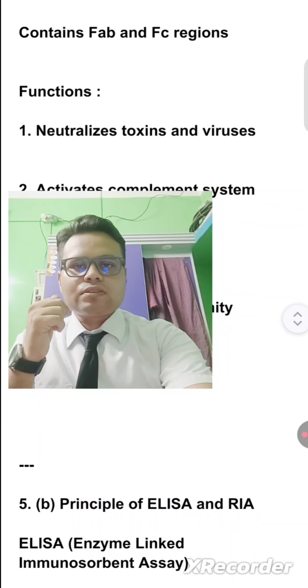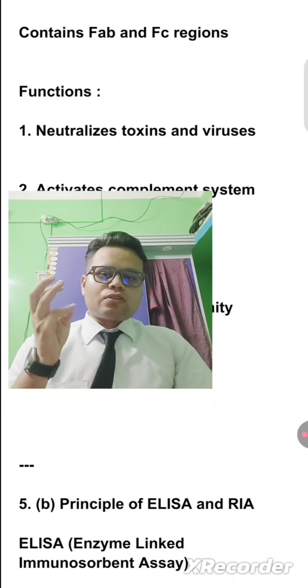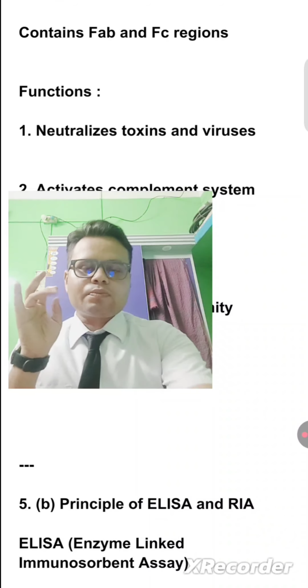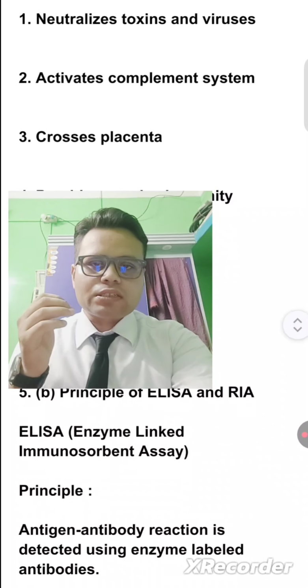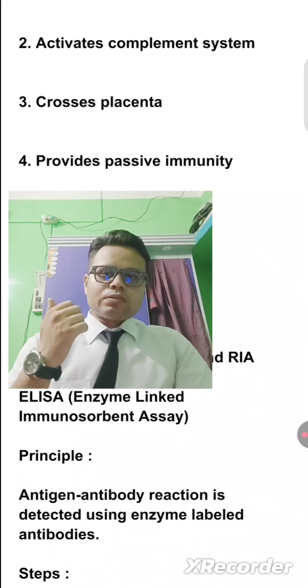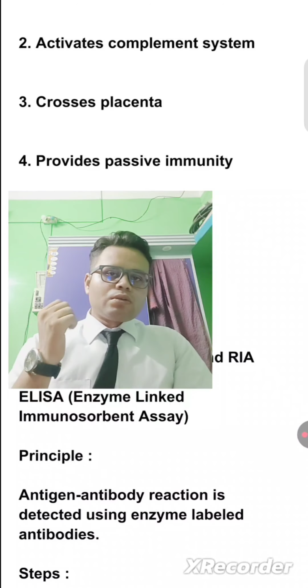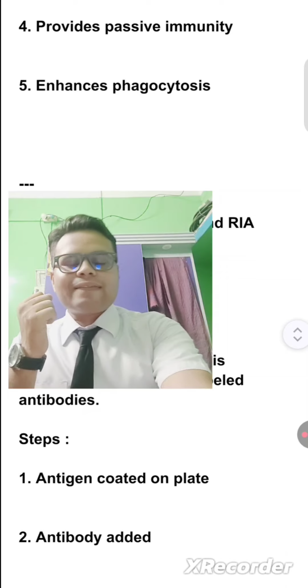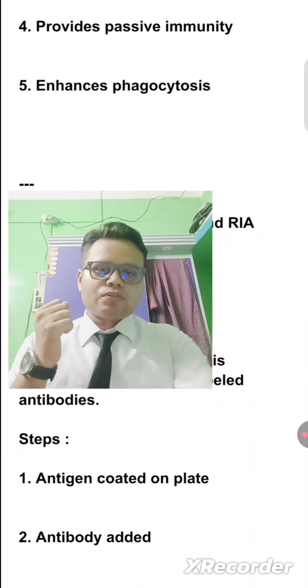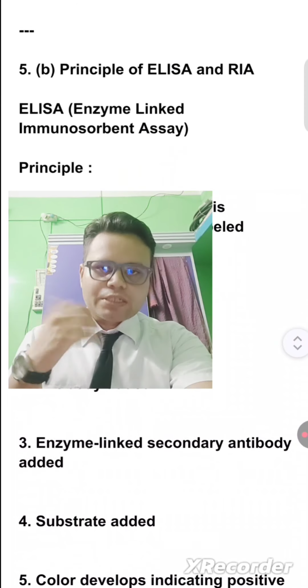Next, functions. First of all, neutralizes the toxins and viruses. Second, activates the complement system. Third, crosses placenta. Number 4, provides passive immunity. Okay. Next, enhances phagocytosis. So these all come under it.